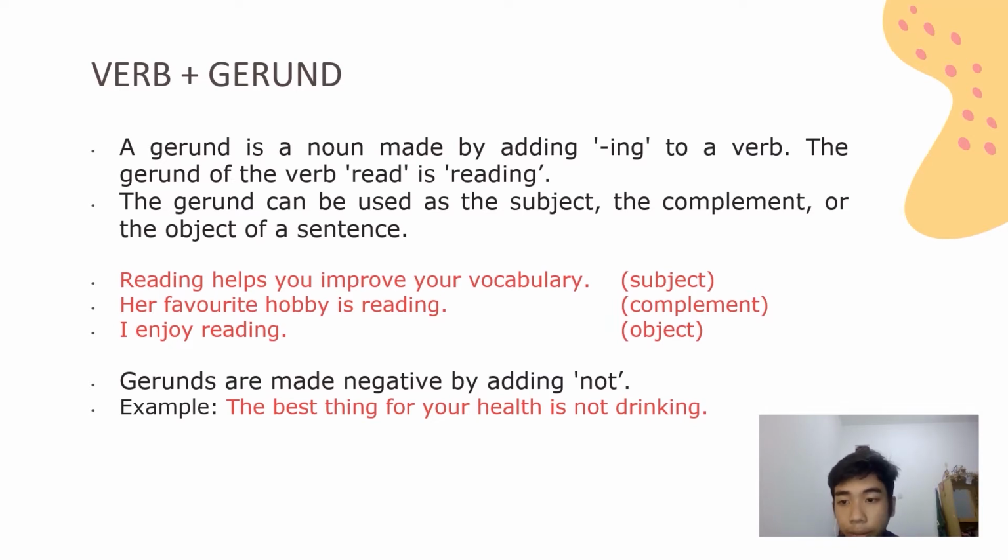And the third one, I enjoy reading, where we can see that the gerund in the sentence is used as an object. A gerund is made negative by adding not before the gerund. For example, the best thing for your health is not drinking.